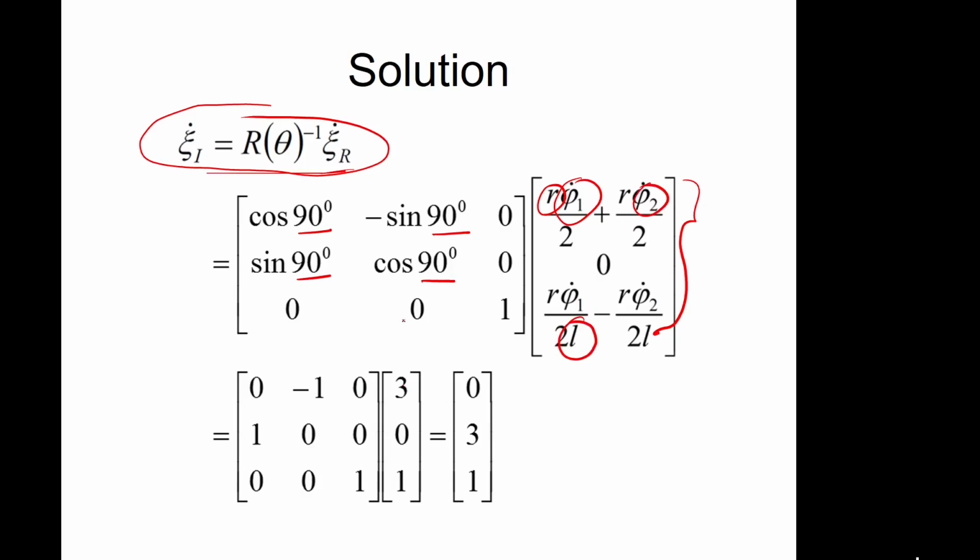Multiply it out, so this is the velocity in the robot frame of reference, and then to get it in the global frame of reference, we use our transformation matrix. Therefore for those wheel velocities, that gives us a global velocity of 0 in the x direction, 3 in the y direction (we're working in centimeters, so 3 centimeters per second), and 1 radian per second anti-clockwise rotation.